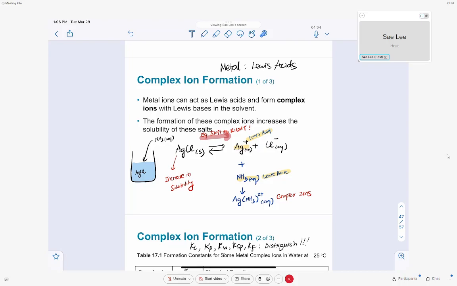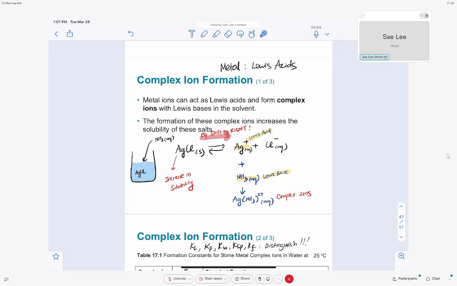Due to this reaction, which ion is going to be disappearing? Because ammonia is reacting with silver, silver ion is going to disappear throughout the time. So what happens if silver ion concentration goes down? The equilibrium will shift to the right, because you are depleting this, in order to produce more of what's disappearing. So because the equilibrium is shifting to the right, silver chloride will be more soluble and will increase in solubility.